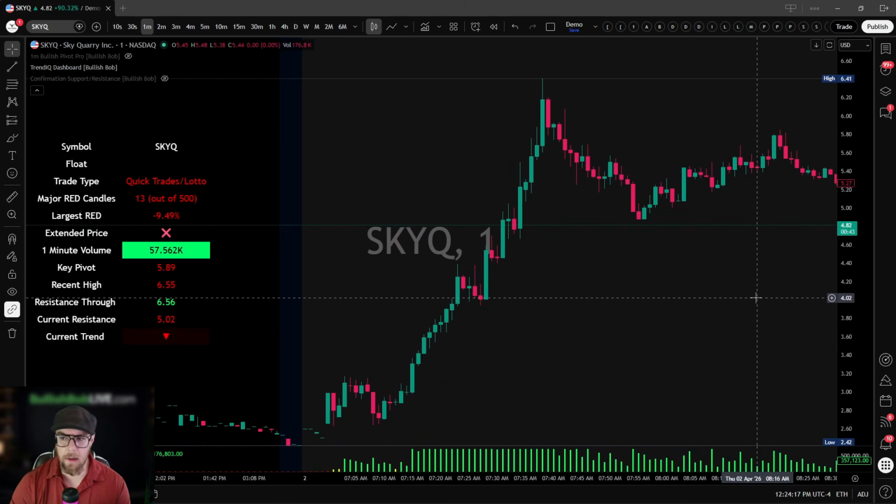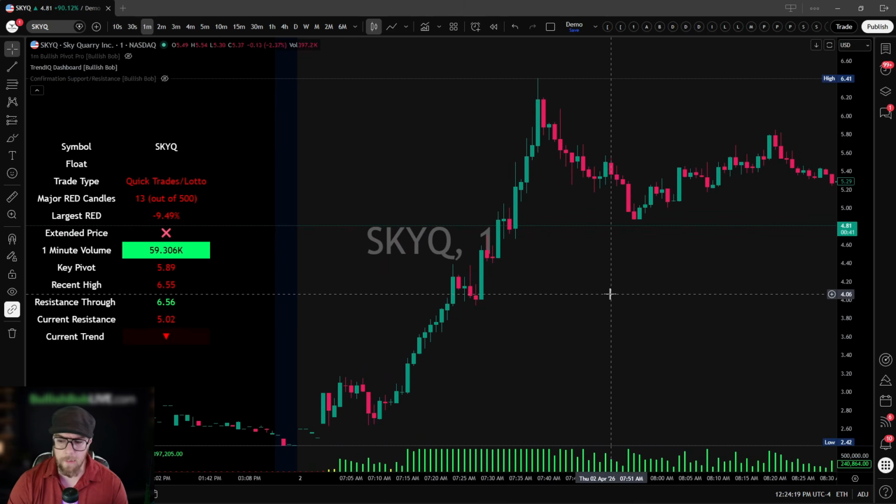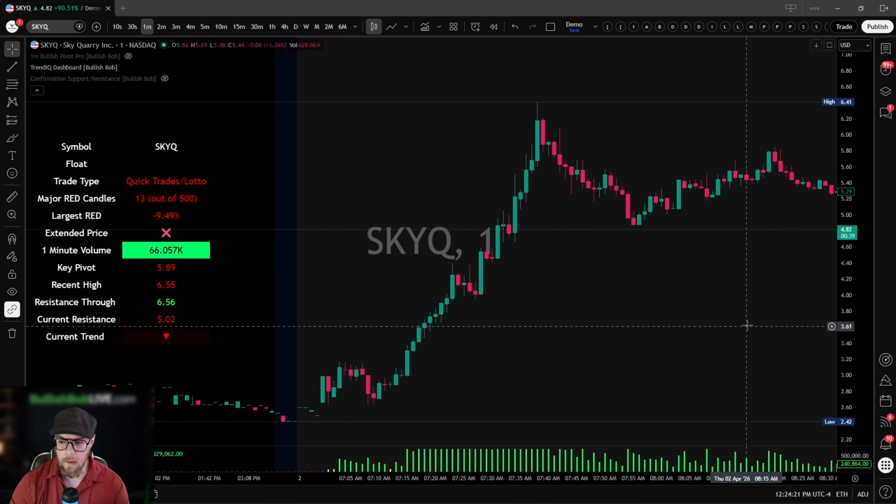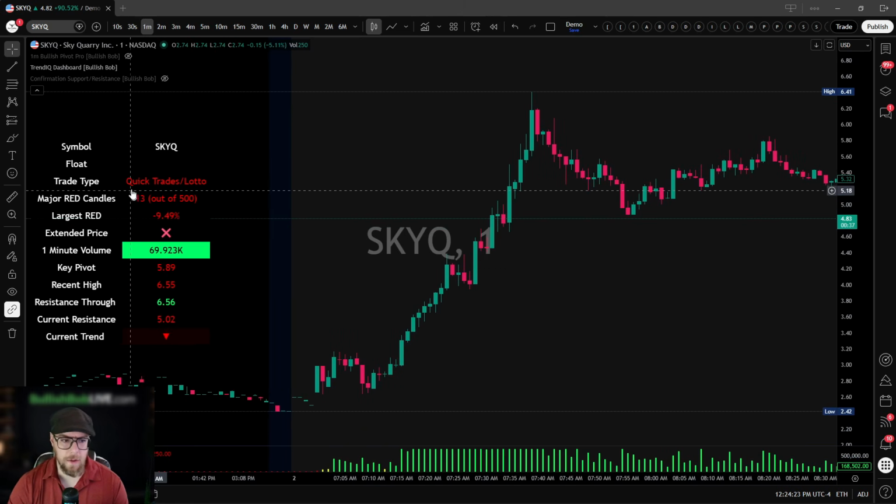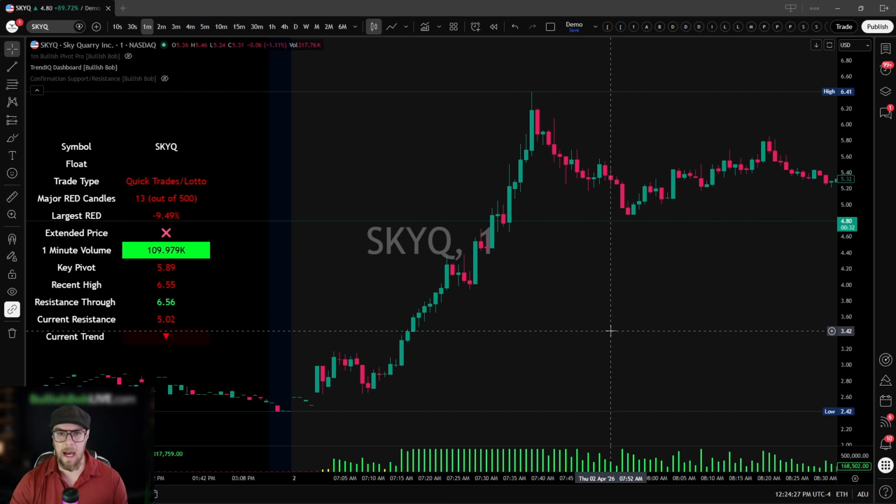Okay, so let's take a look at this. Top of the move, 641. Bottom of the move, 242. All right, so the Trend IQ is letting us know this trade type is a quick trade or lotto trade. So yes, it has news, right? Yes, it has volume. But what it doesn't have is that clean levels above, that clean open type of chart.